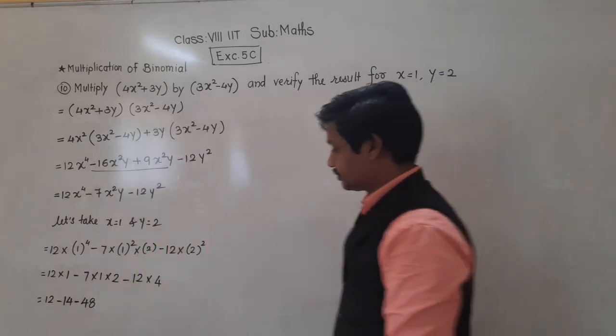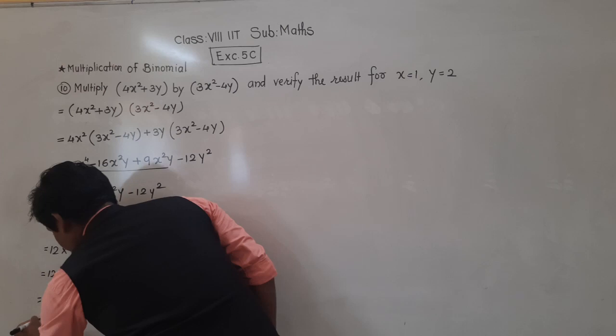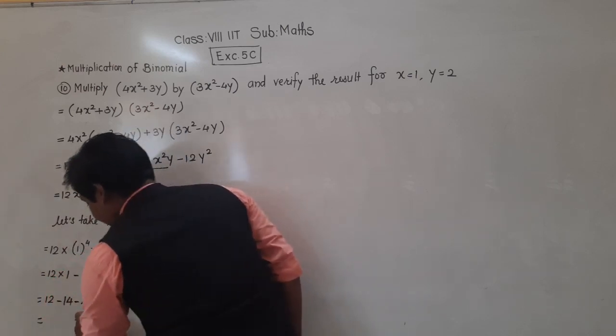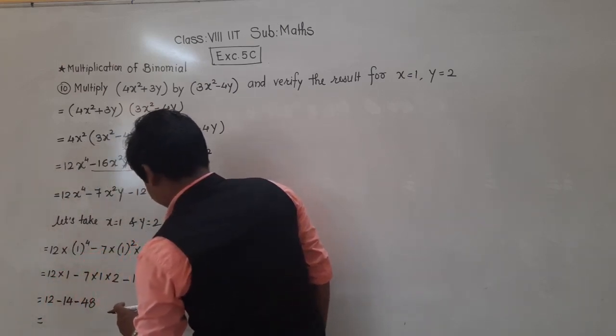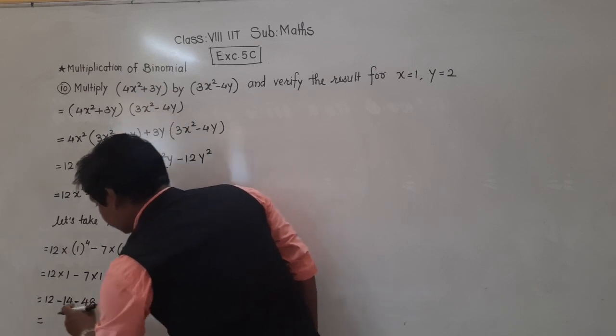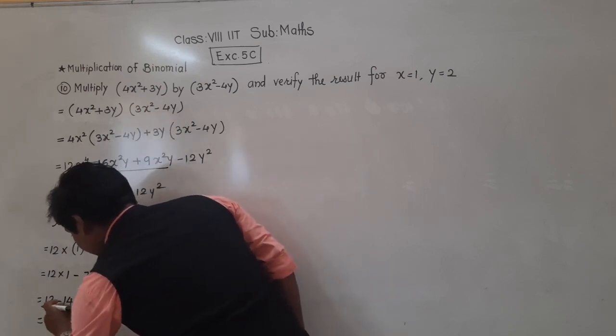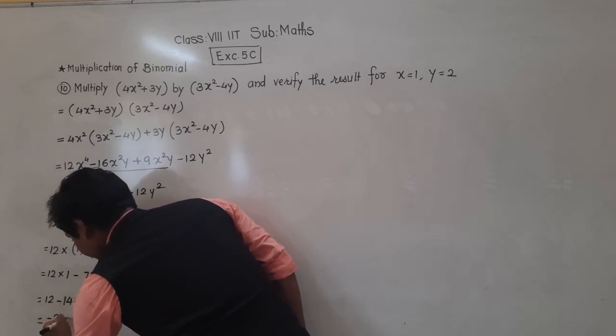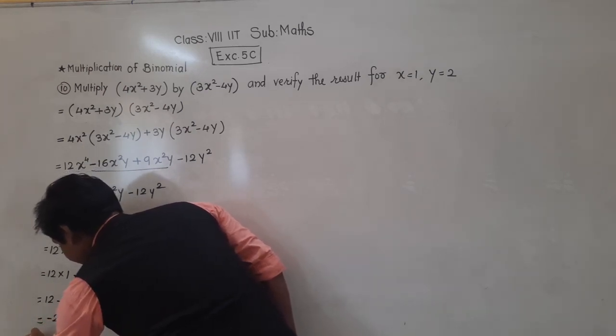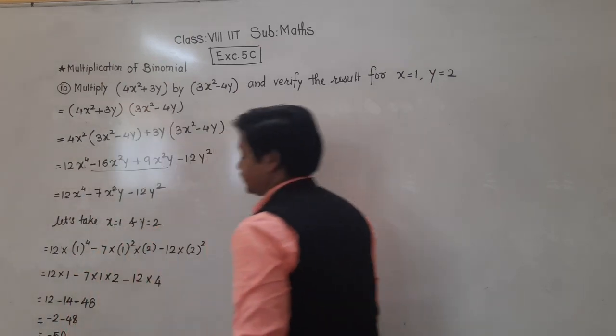Got it? So the final answer is, see here, 12 minus 14 minus 48, that is minus 50 is your answer.